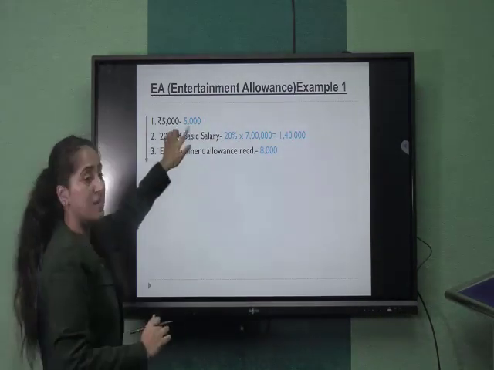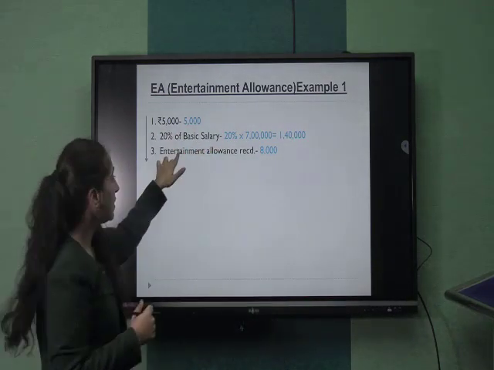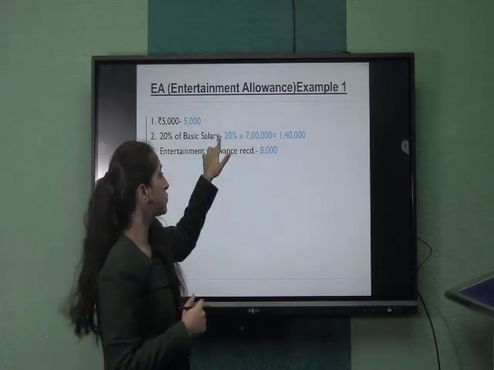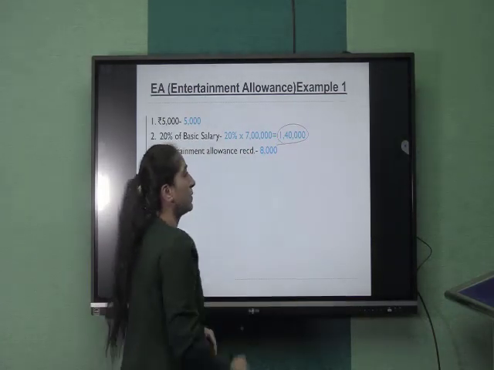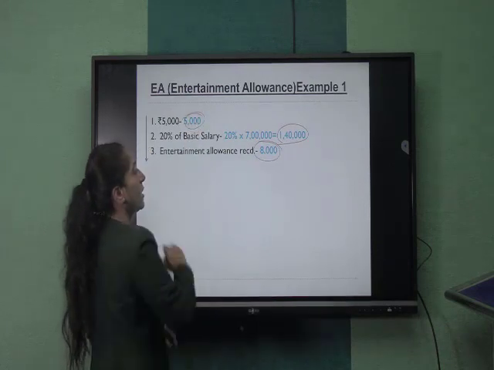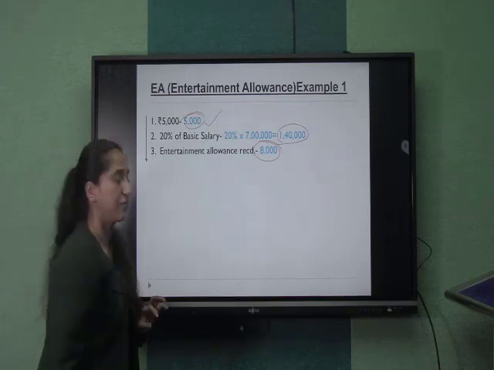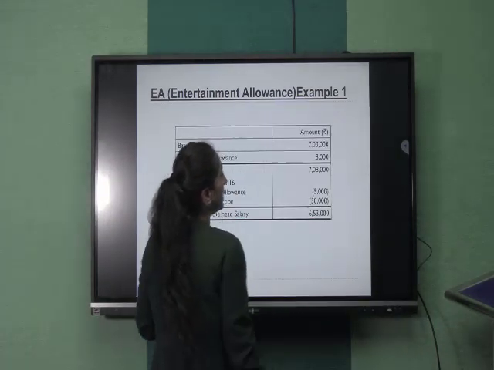So 5,000 as a flat amount first. Second is 20% of basic salary. We are given basic is 7 lakh, so its 20% comes out to be 1,40,000. Entertainment allowance actually received is 8,000. So out of these three, our minimum one is 5,000. This is going to be our deduction amount.